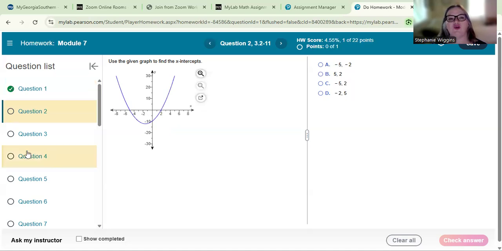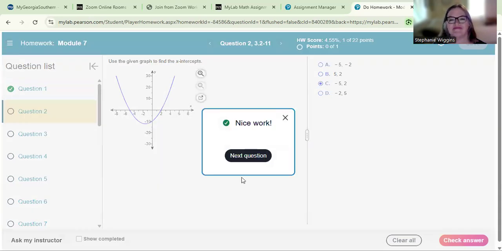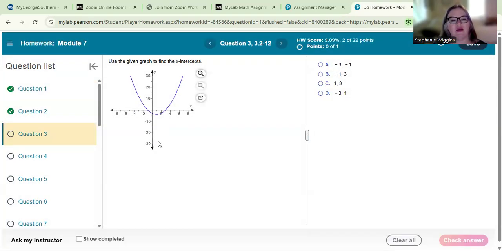Moving on to question 2. Here the x-intercepts are -5 and 2. See how easy this is? It's really not that hard. Here, the x-intercepts are -1 and 3.